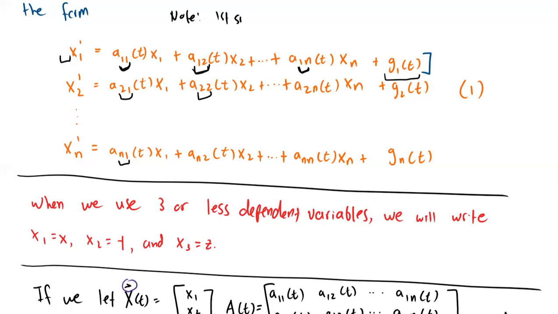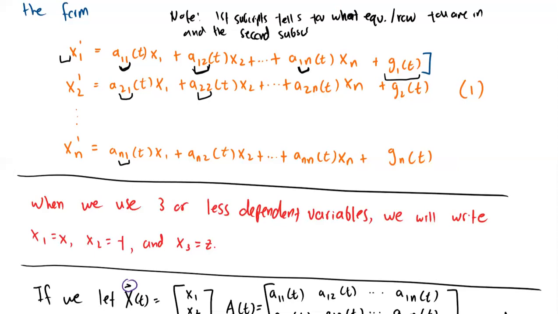The first subscript tells you what equation, or row if we're talking about the matrix, you are in. And the second subscript tells you what dependent variable you're multiplying, which is the same as saying what column in the matrix.